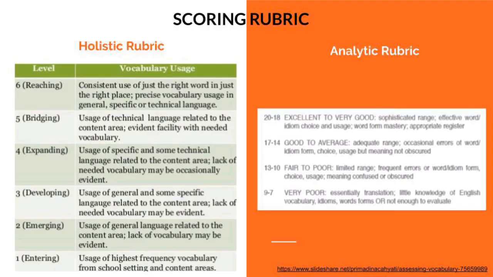And for the scoring rubric, I took it from the website. So basically there are two ways of scoring vocabulary assessment. The left one is the holistic rubric, as you can see. They have a range from 1 to 6. So 1 is entering, and then 6 is the highest, reaching, so you met all the criteria. While the analytic rubric is from 7 up to 20. So 7 up to 9 is very poor, while 18 up to 20 is excellent to very good.